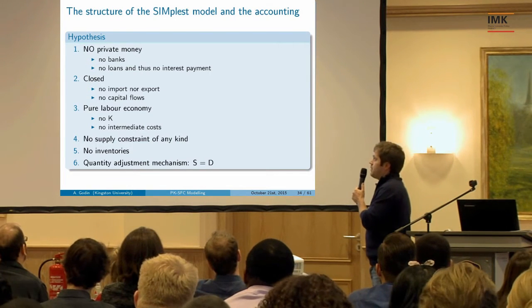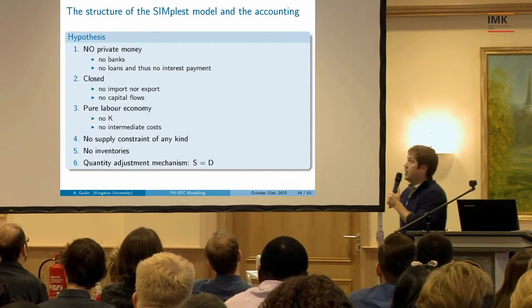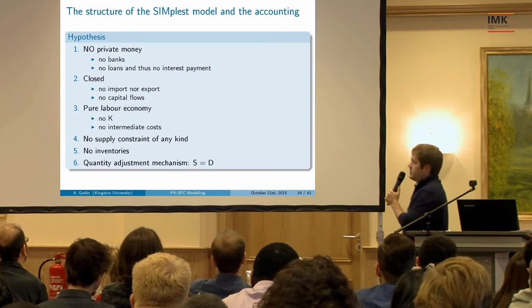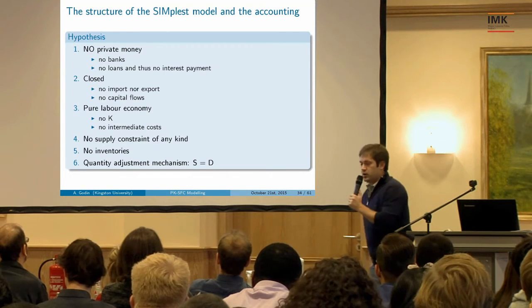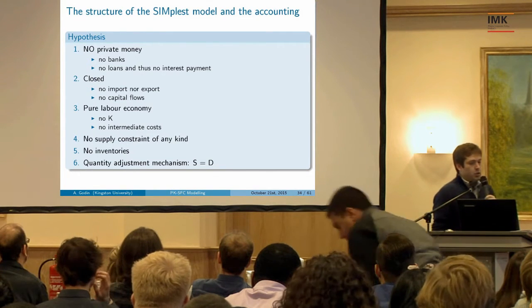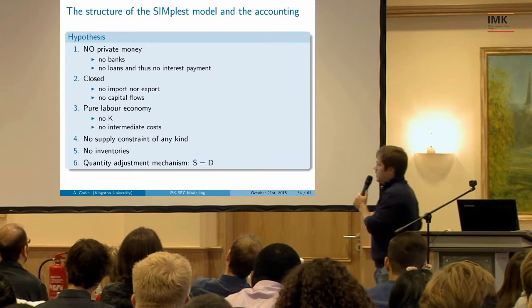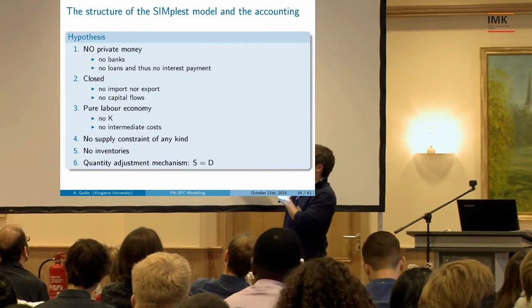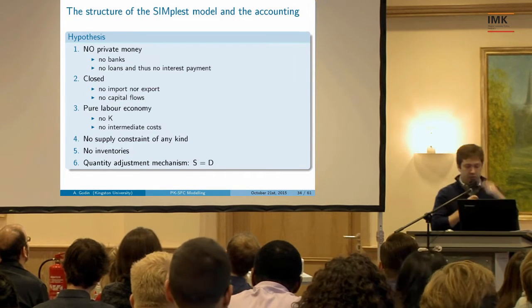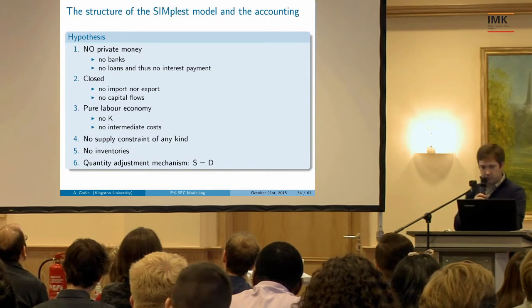First of all, a few hypotheses. There is no private money, so money is only created by the government. There are no banks and no loans, so no interest payments. The economy is closed. It's a pure labor economy, no capital, so you only produce out of labor. There is no supply constraint of any kind, and there are no inventories. Supply is always equal to demand, so there's a quantity adjustment mechanism, so the supply is fully adapting to demand.